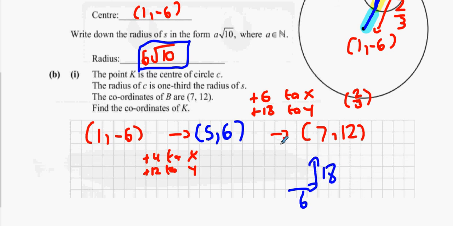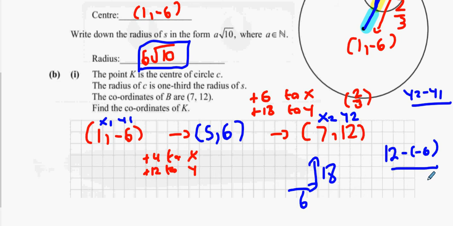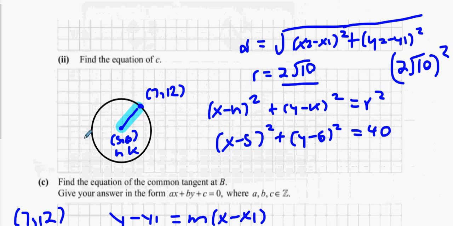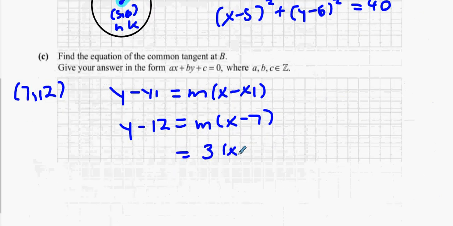Okay, so if you want to do it, it's going to be 12 minus 6, y2 minus y1, over x2 minus x1. Oh, sorry, I'm using (7, 12), so it's 7 minus 1. And that's actually 18 over 6, which is a slope of 3. So the slope is 3. All you have to do is put in the slope of 3: 3 into (x minus 7), (y minus 12).